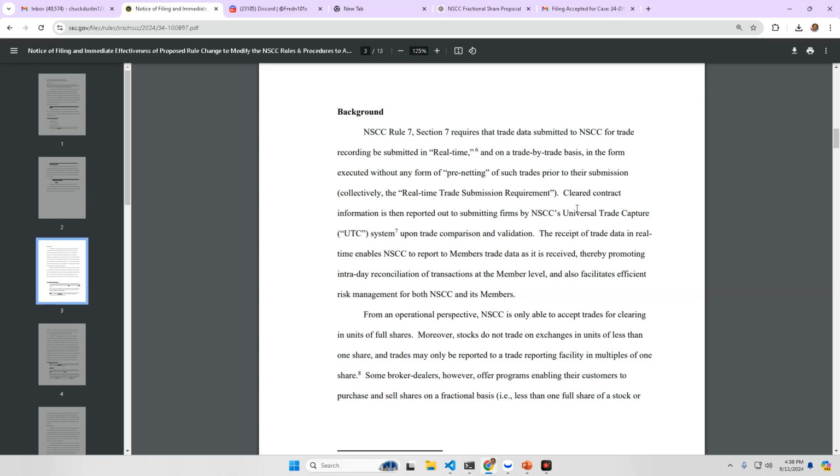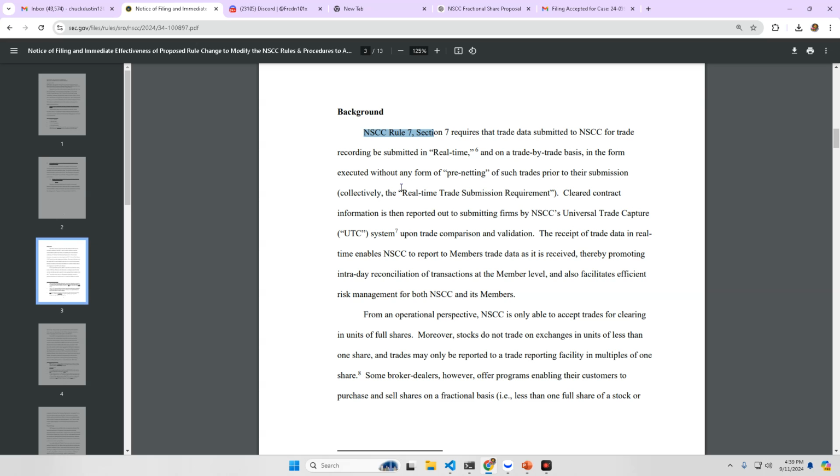They give us some background, and some insights as to what Rule 7, Section 7 specifically says. It requires that trade data submitted to the NSCC for trade recording be submitted in real time and on a trade-by-trade basis in the form executed, without any form of pre-netting of such trades prior to their submission. So, in essence, cleared contract information is then reported out to submitting firms by NSCC's Universal Trade Capture, or UTC, system, upon trade comparison and validation.